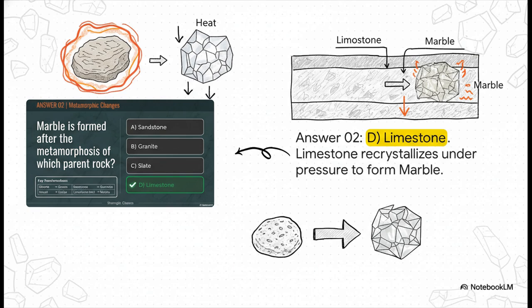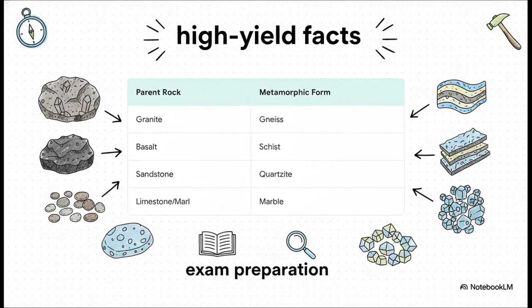This is one of those questions you just have to know. It's a perfect example of metamorphosis. You take limestone, put it under immense heat and pressure, and it completely transforms, recrystallizing into the beautiful marble that we use in buildings.